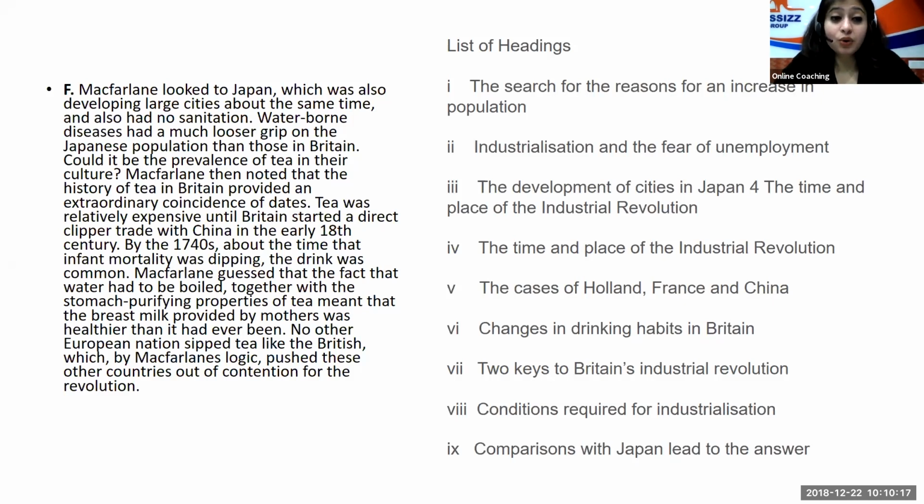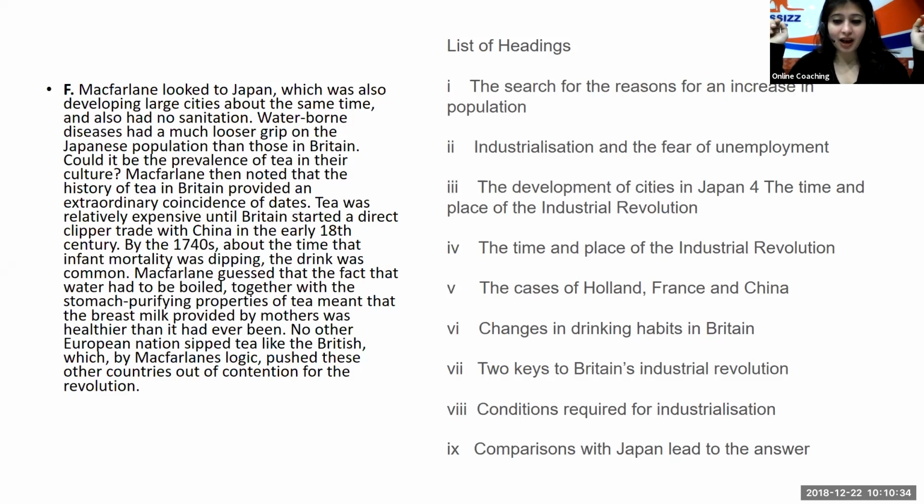Macmillan looked to Japan, which was also developing large cities at the same time, also with no sanitation. Waterborne diseases had a much looser grip on the Japanese population than on Britain. Could it be the prevalence of tea in their culture?